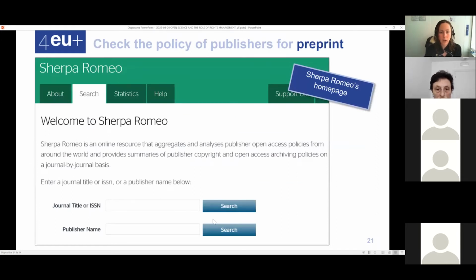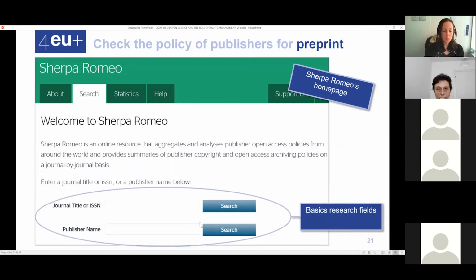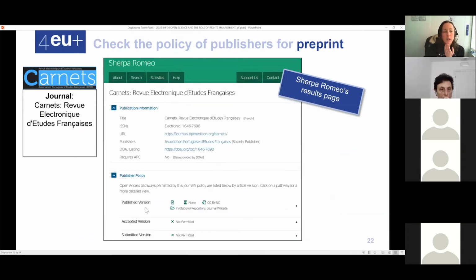I don't go on the Sherpa Romeo website, I use screenshots. So here is the Sherpa Romeo homepage. It's a very easy to use platform with basic research fields. You can search using the journal title or ISSN if you know it, or the publisher name if you don't know the exact title of the journal. I perform a first search with a French journal, but everything is in English. It's a social and human science journal, which is a diamond open access journal.